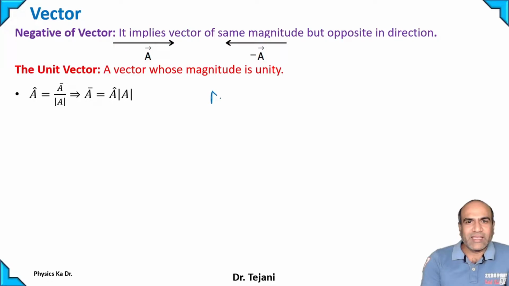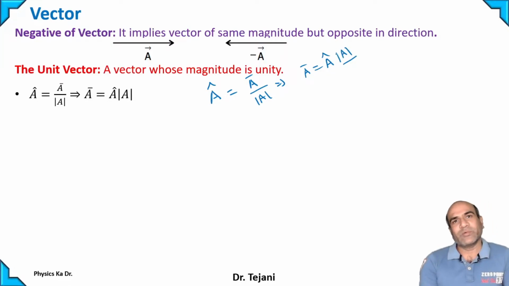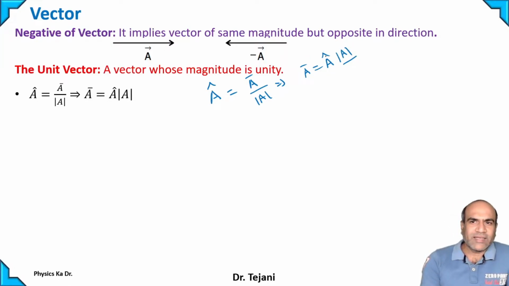Simply you can say a cap, the unit vector, is equal to a bar, that is the full vector, divided by its mode. Or we can also write a bar is equal to its magnitude multiplied by a cap. Like that we can work out. Let's move.